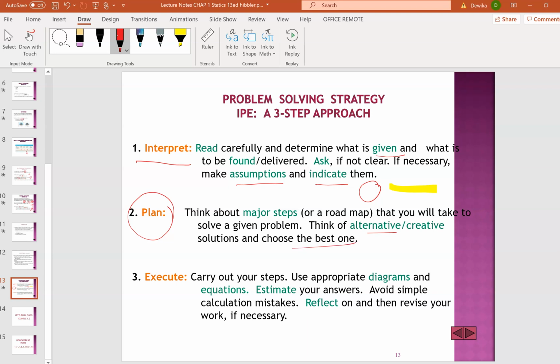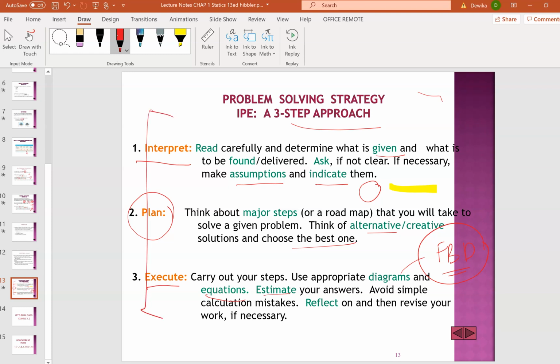Next would be to execute. The first important thing is actually the free body diagram. I'll guide you on what a free body diagram is as we proceed to the next chapter. You need to draw a free body diagram. This free body diagram carries marks. Then you write down the appropriate equations, and then you estimate your answer and you calculate. So these are the steps involved in solving statics. Not only statics, but also dynamics, mechanics of materials, material science, any engineering subjects. These are the steps to be taken.